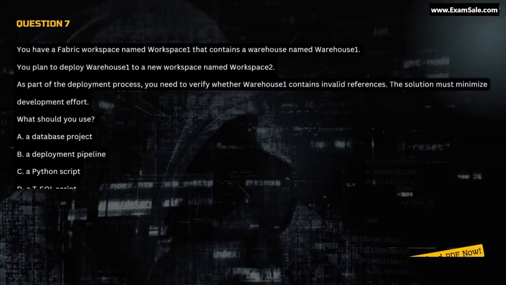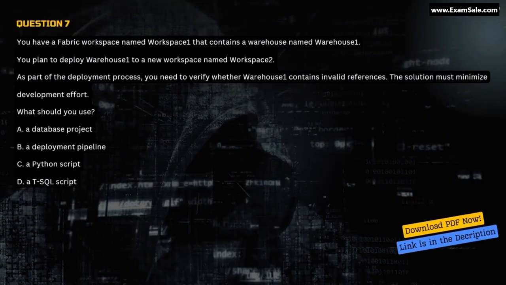Question 7. You have a Fabric workspace named Workspace 1 that contains a warehouse named Warehouse 1. You plan to deploy Warehouse 1 to a new workspace named Workspace 2. As part of the deployment process, you need to verify whether Warehouse 1 contains invalid references. The solution must minimize development effort.